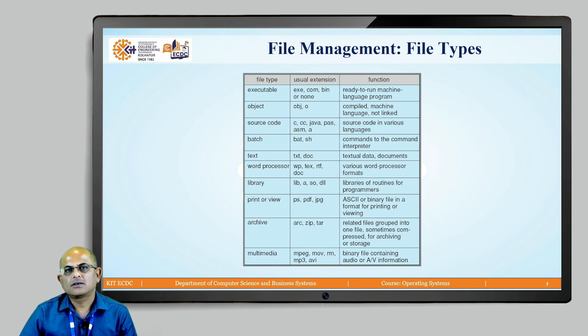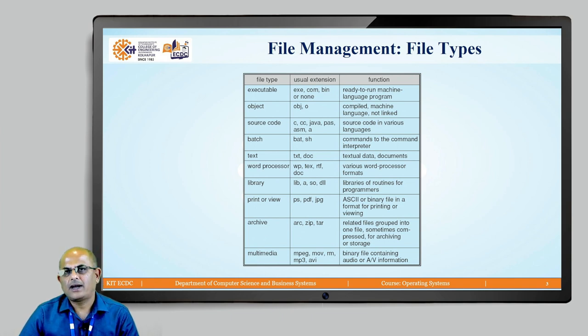So let us understand different file types. We come across various files in day-to-day life. We deal with so many different types of files. We deal with Word files, music files, video files, audio files, and images, photographs. So let us go through one by one. There is an executable file which ends with .exe or .bin. Basically, it's a ready to run machine language program.